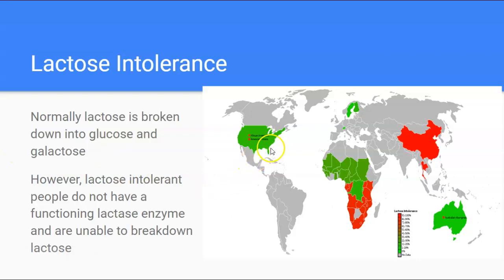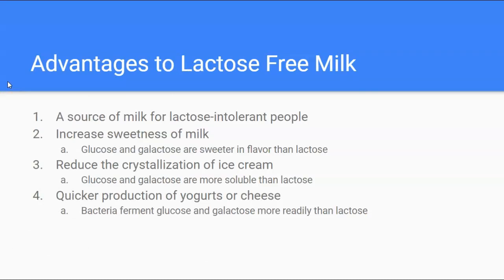You can see here that in America, in comparison to other areas of the world, there are few lactose intolerant people. But when you go to Southern Africa and East Asia, there are very high numbers of lactose intolerant people. So, what are some ways that we can avoid the lactose intolerant reaction? Well, there's lactose-free milk, which has its advantages, right? It's obviously a source of milk for lactose intolerant people.